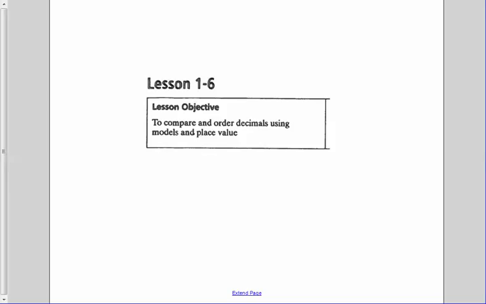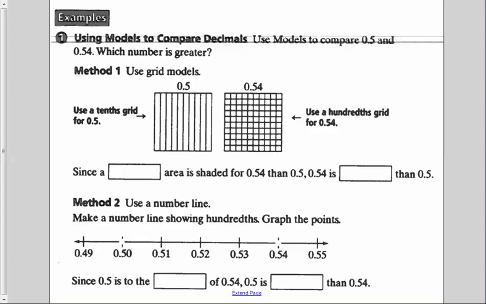Alright, in lesson 1.6, we're talking about comparing and ordering decimals using models and place values. So our objective is by the end, you should be able to look at a decimal, determining which one is greater than another. On page 12 of our workbook, we're looking at using the model to compare the decimal. Not saying that we need to draw a model every time or get out our tenths and hundredths blocks, but as a visual illustration to see how we compare.